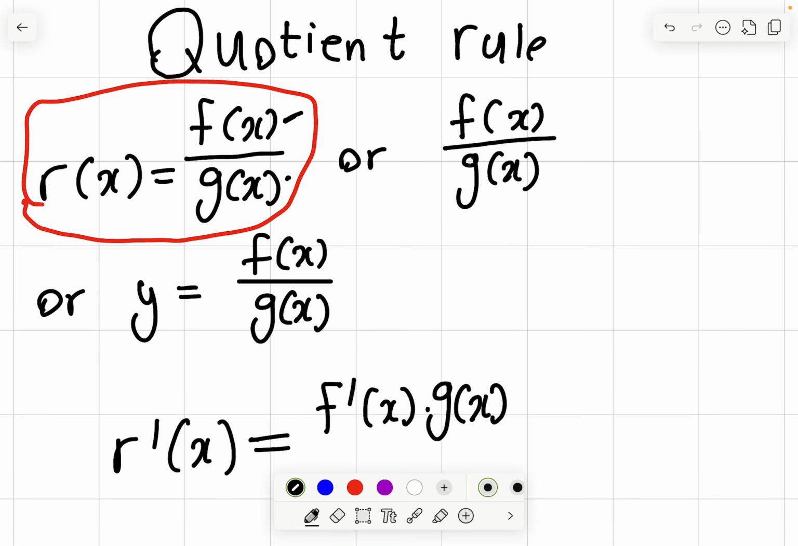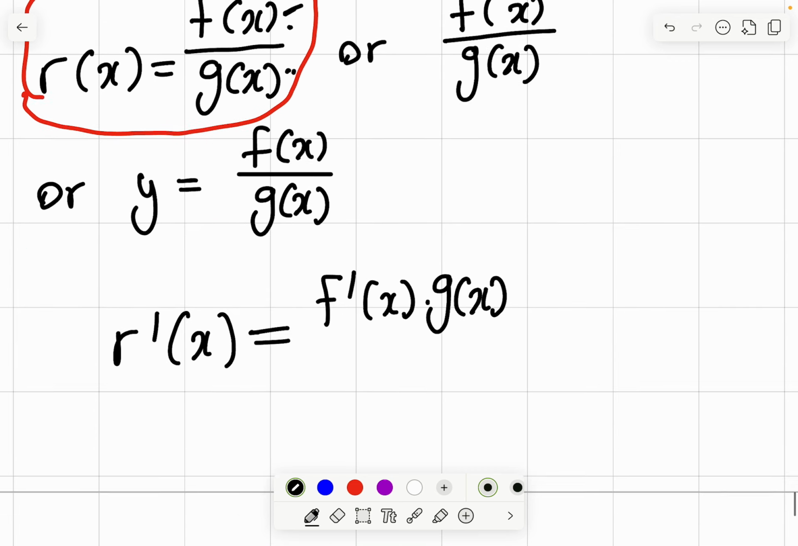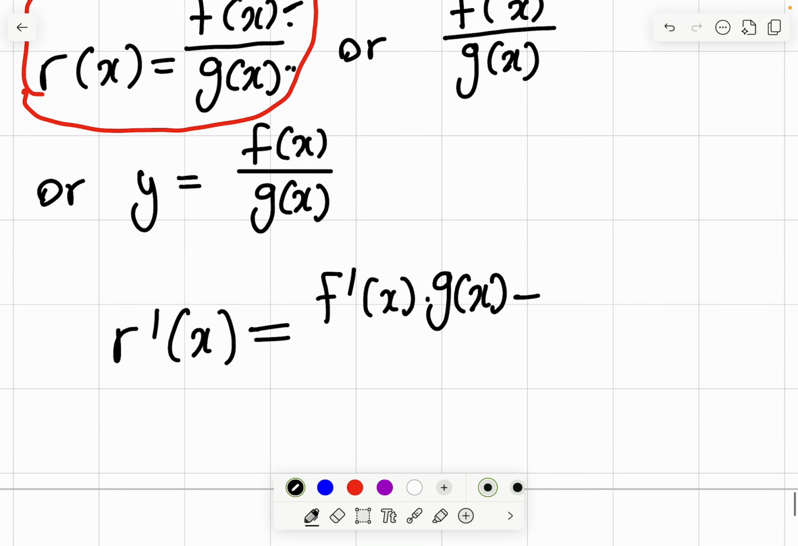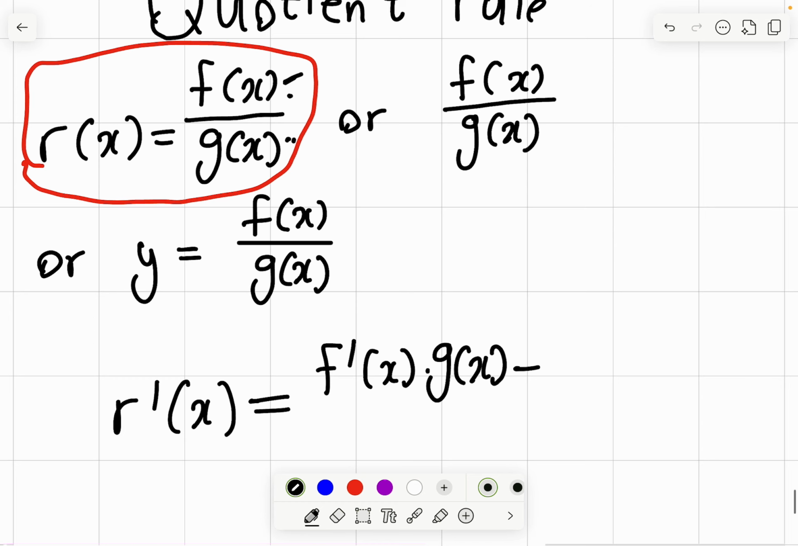Remember, in product rule, whenever the same bases are multiplying each other, that is why we say product, we add the exponents. But if you have the bases which are the same but they divide each other, we subtract the exponents.